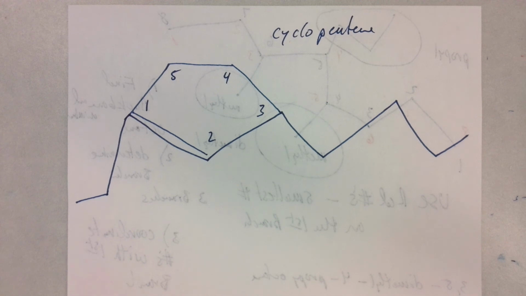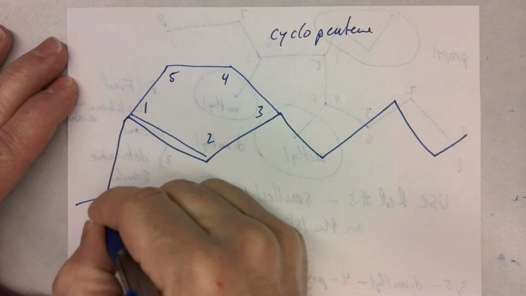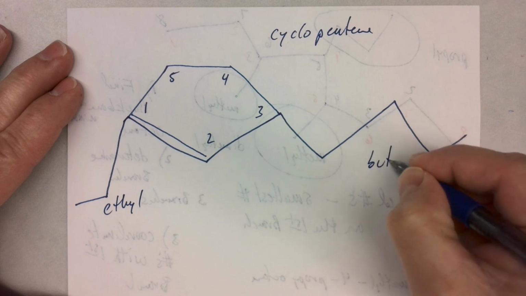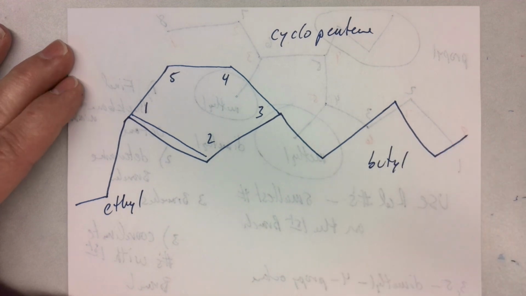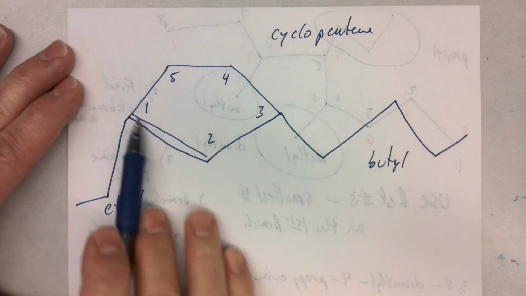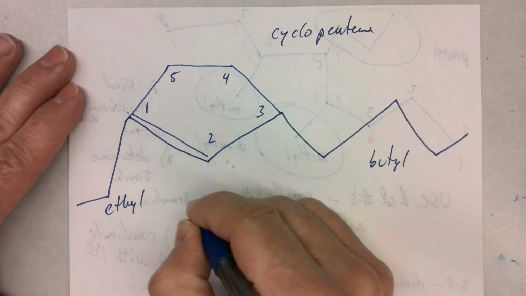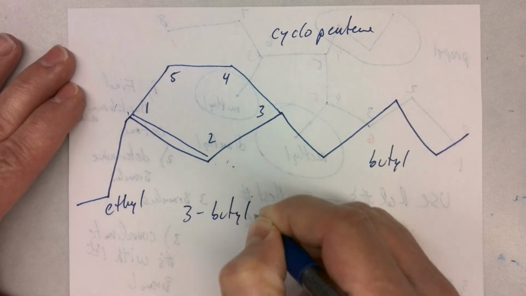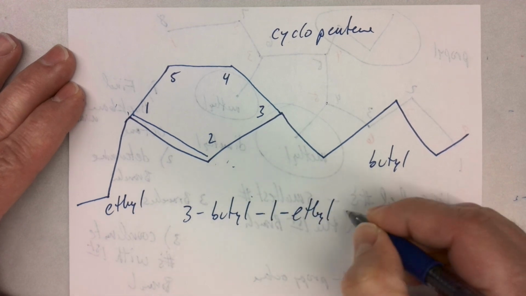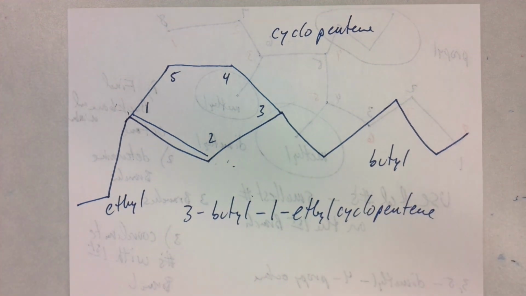Coming off of my 1, I have a what? What would this be? That's an ethyl. What would this be? Butyl. Butyl, right? Okay, now, because anytime I have a double bond, it always comes first. It's always going to be 1, 2. This would look just like this. It's going to be 3-butyl-1-ethyl cyclopentene, just like that.